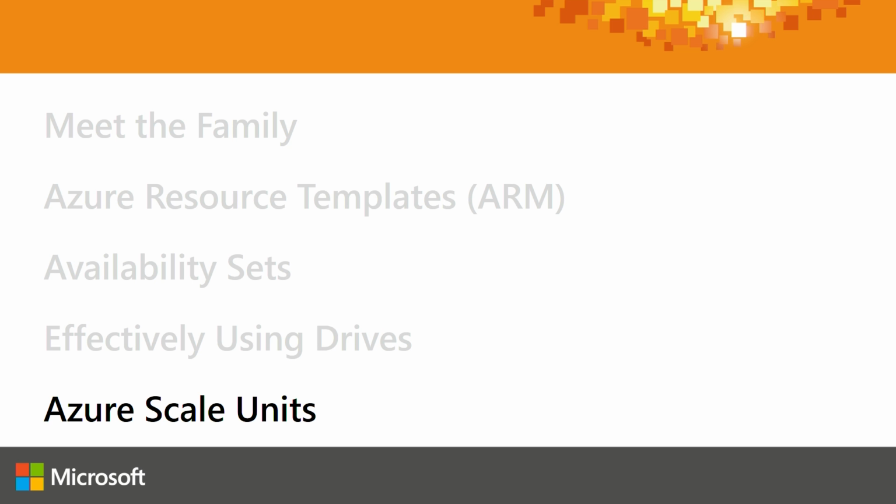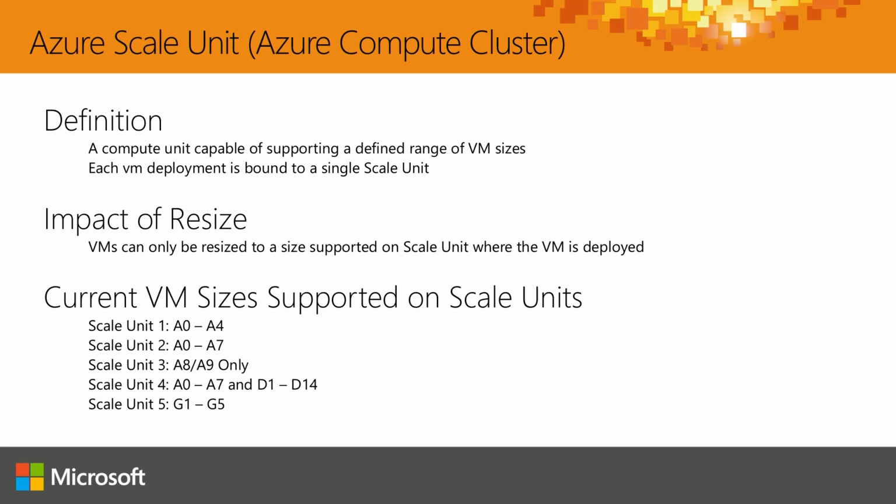You can, again, simply change that ARM template, or go into the portal and change the size of that VM. You're only going to have certain sizes you can scale up and down to because of what's known as a scale unit inside your environment: a compute unit capable of supporting a defined range of VM sizes. Every VM deployment is bound to the scale unit it was first deployed to until you deprovision it. By going through a resize, you're restarting that environment, basically shutting the box down, and it's going to come back up on the new environment.